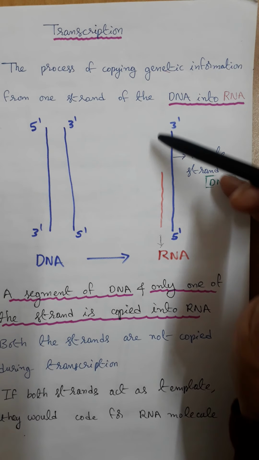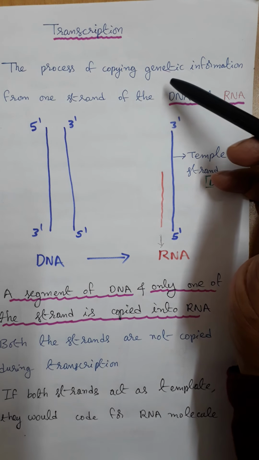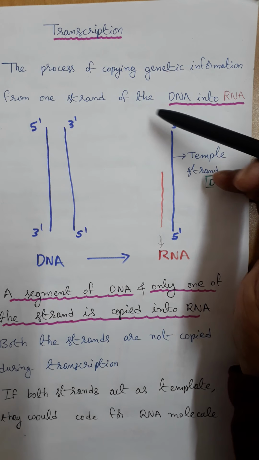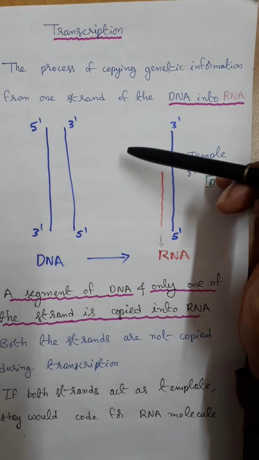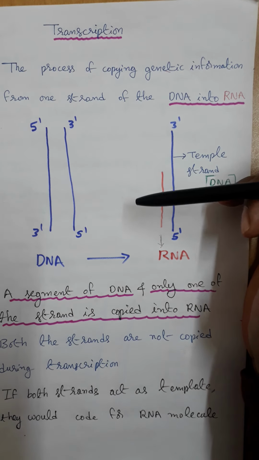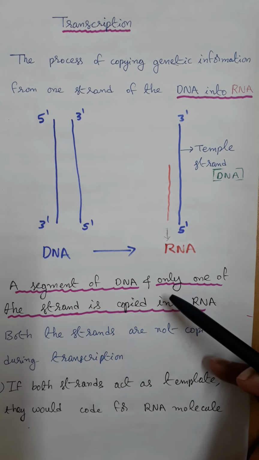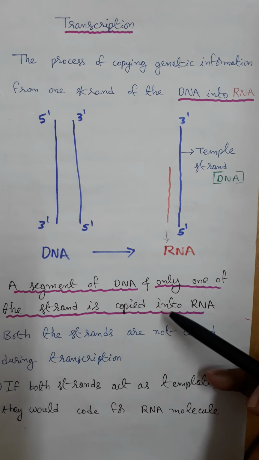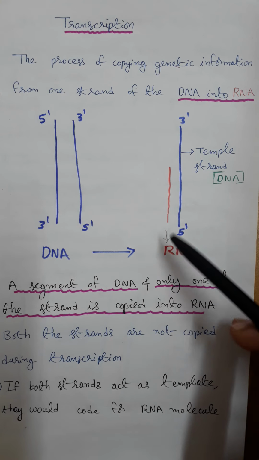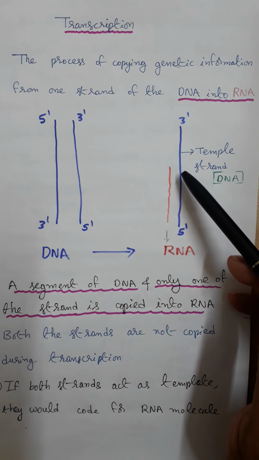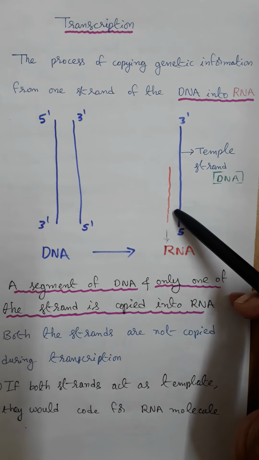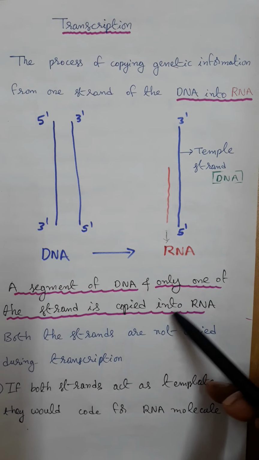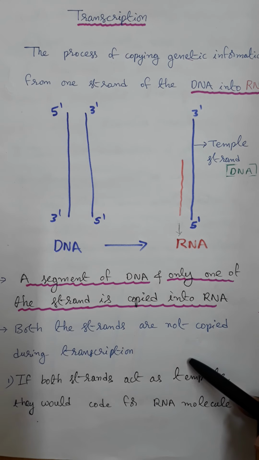Okay, no? So, what is transcription? The process of copying genetic information from one strand of the DNA into RNA, or the synthesis of RNA from DNA molecule, is known as transcription. A segment of DNA and only one of the strands is copied into RNA. So both the strands are not copied during transcription process.